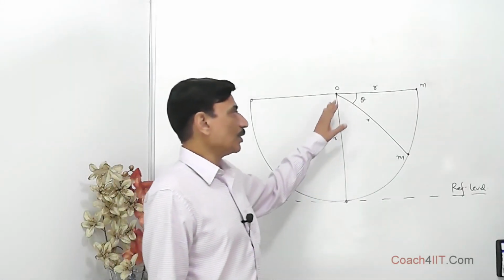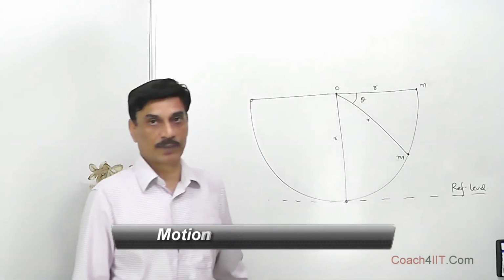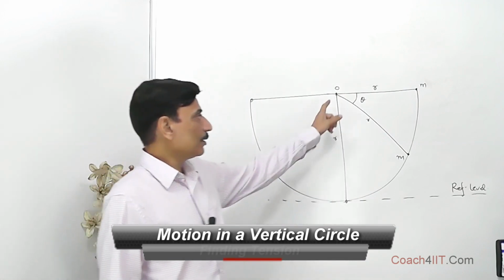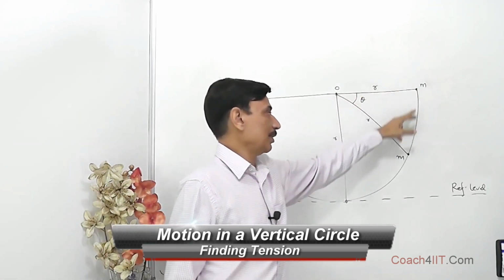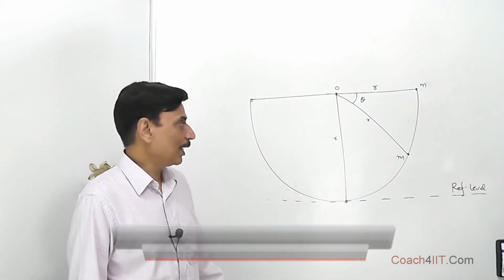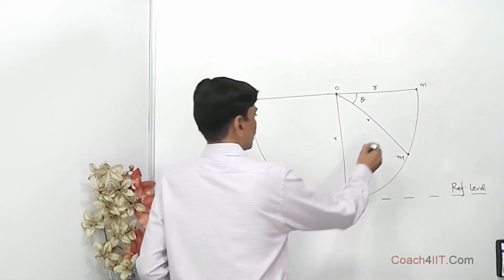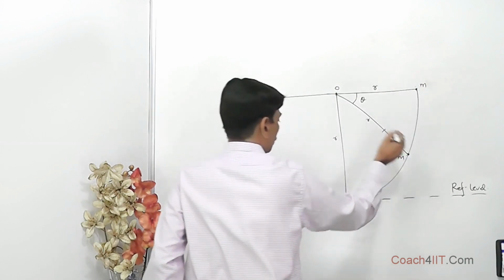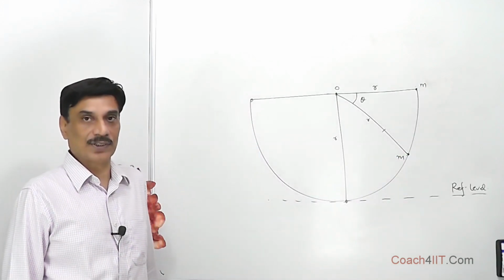In this example, once again there is a body of mass m, a point mass. The length is r, and it has been released from here and oscillates in a vertical semicircle. We are asked, what is the tension in the string at this instant, when this body reaches over here?